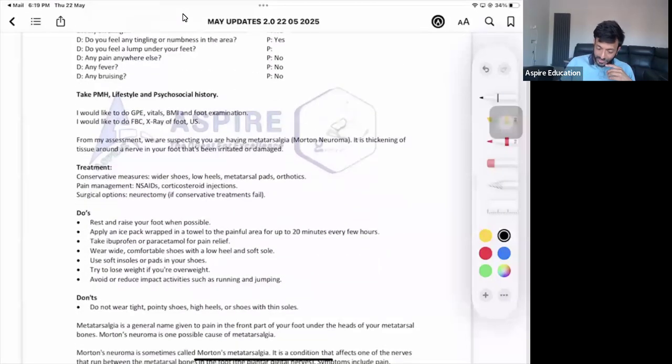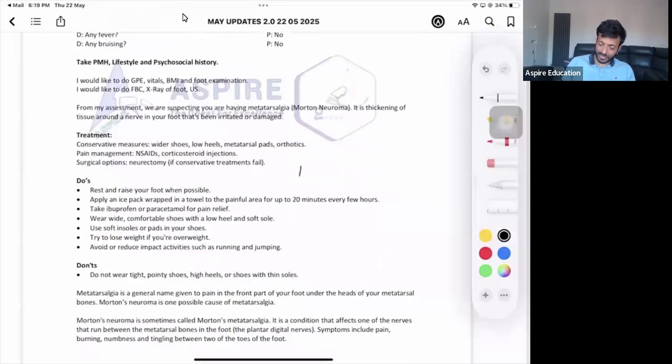All right. The treatment is simply PRICE: painkillers, rest, ice, compression and elevation. That's the main part in the treatment as well. And definitely, what is the reason the patient is wearing high heel shoes? So tell the patient not to wear that. So that will be your part of management, right?